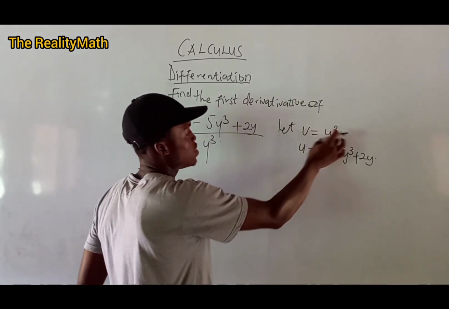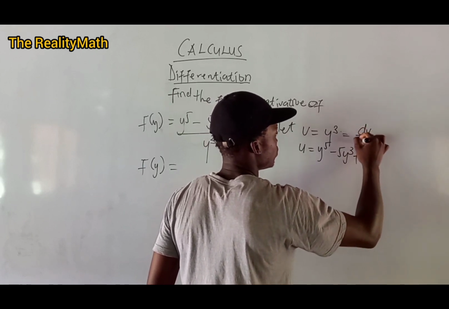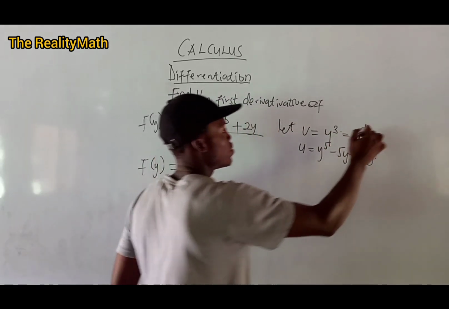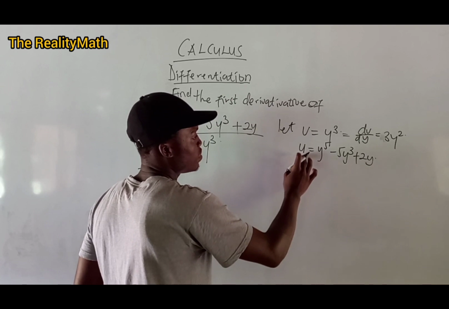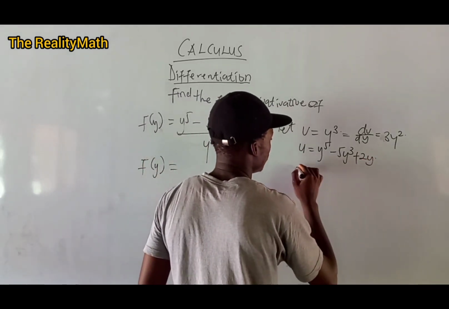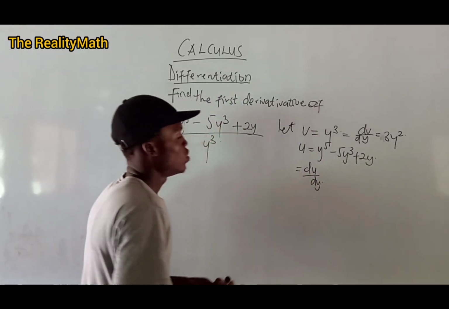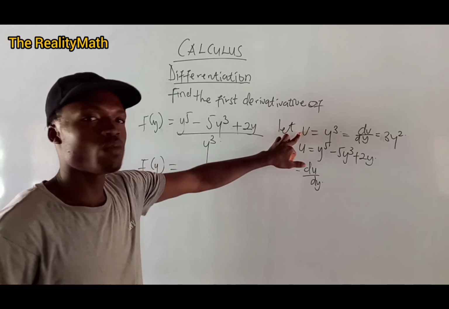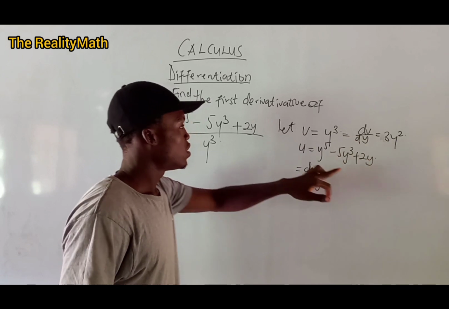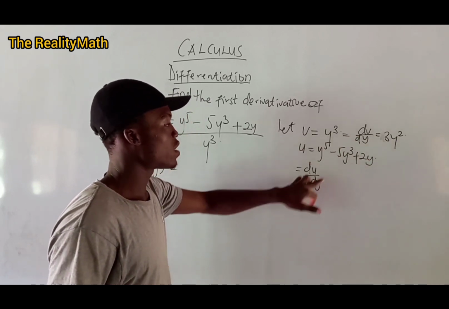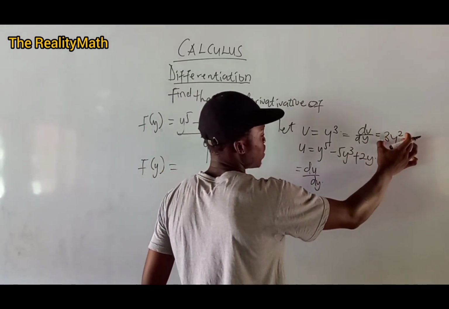Now let's differentiate this one, which will be dv dy. Now when we differentiate this one, we have 3y squared. When we differentiate this one, what do we have? This will be equal to du dy. Now this is the term, this is v. So when you want to differentiate, you know that this is dv. It is in terms of y, so dy. This is u, so du. It is in terms of y, so dy. Alright, I hope you got that. Okay, so when we differentiated this is what we had.